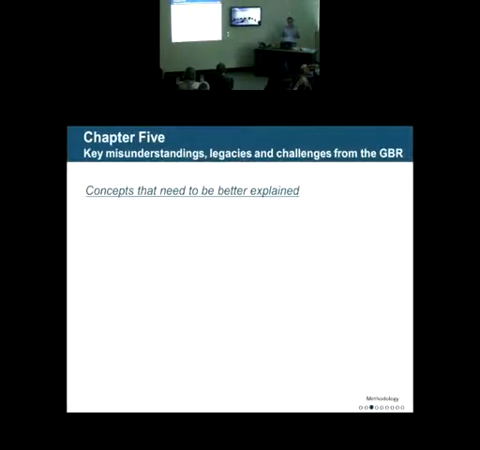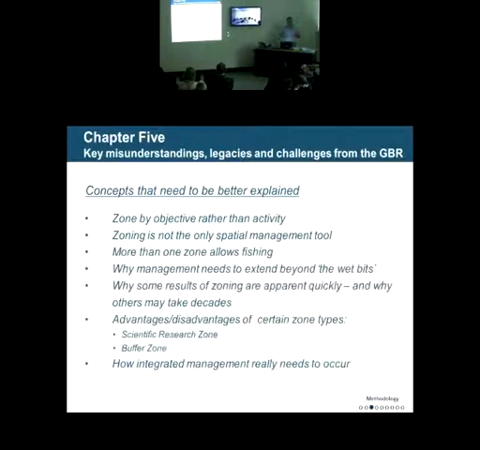So I'm keen in the chapter here to correct some of those misunderstandings and to explain to people the complexities of management. I think there's another whole series of concepts that need to be better explained, and rather than go through each of these, let me just pick one or two. If we talk about the first one, zoning by objective rather than by activity, again, many people overseas say we want a zoning network, we're going to have a no fishing zone and a shipping zone and a port zone. We don't do that in the Great Barrier Reef.